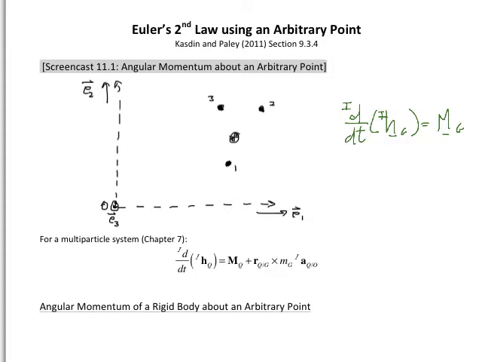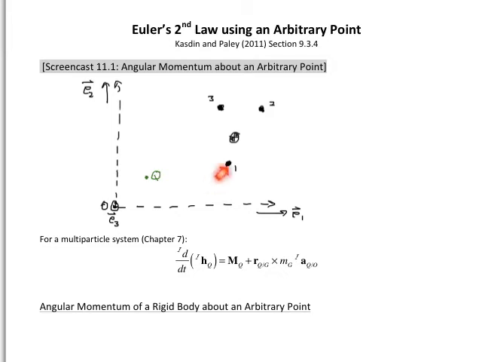So what we're going to do is develop a more generalized expression of Euler's second law using an arbitrary point Q. We're going to draw from what we know about multi-particle systems to develop these new generalized expressions. So we're going to find the angular momentum about some point Q. And we have a multi-particle system here.